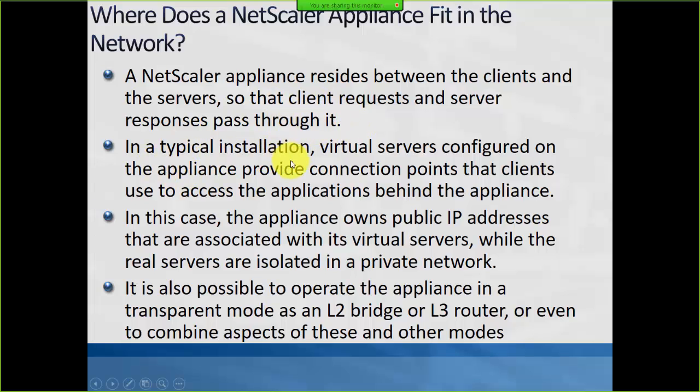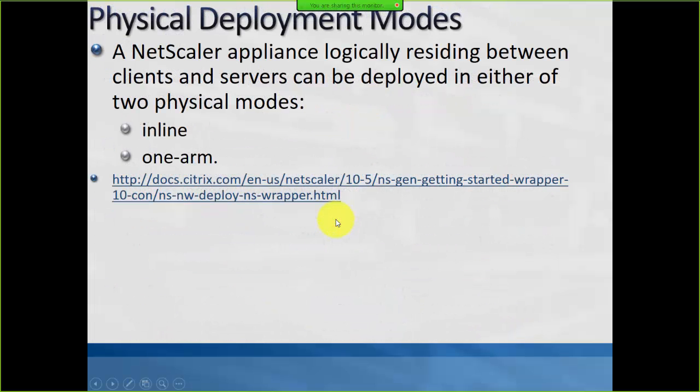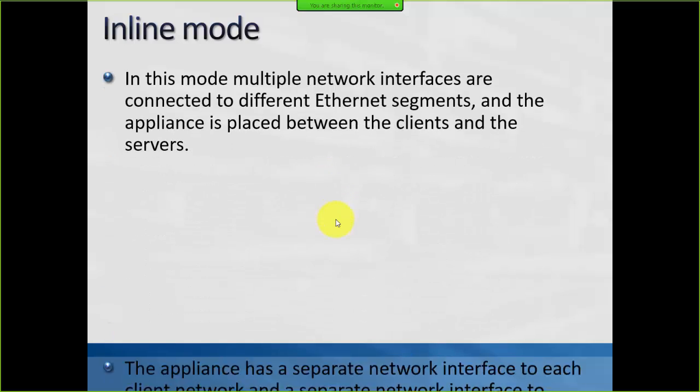In a typical installation, virtual servers configured on the appliance provide connection points that clients use to access the applications behind the appliance. Okay, there's a diagram coming. I'm going to be talking about this again. So if the appliance owns a public IP address, so first of all, NetScaler is placed between... okay, let me just get to the diagram earlier because there's a lot of words.